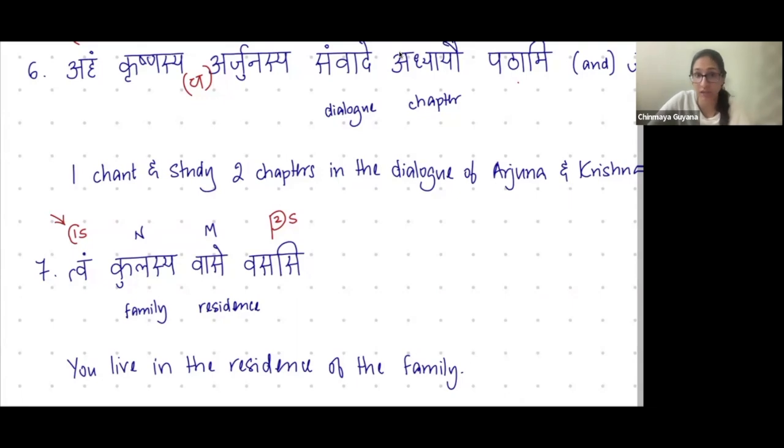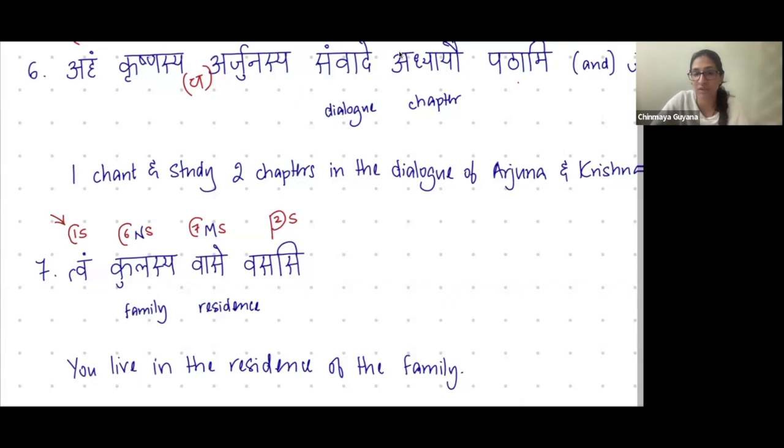Now, vasasi. Now you look and you see, oh, there's no object. Okay, never mind. Read backwards. What do we read? Vase. Vase in the masculine table is 7th masculine singular, meaning in the residence. So you live in the residence. Then you go backward. Kulasya is 6th singular neuter, of the family. Not you live in the family residence. You live in the residence of the family.